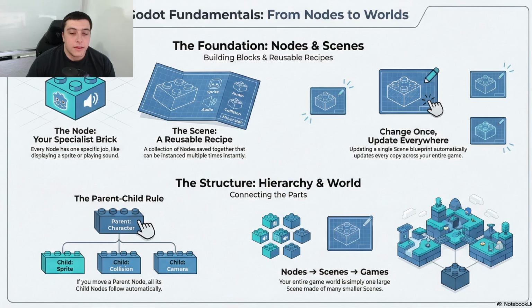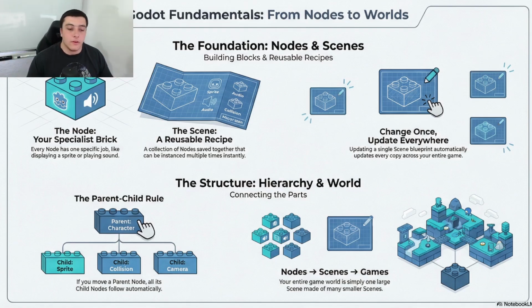So now the structure of it. Down the bottom, I've got the parent-child rule. Inside of your scene, you've got what we call a parent node, or a root node, as it's called in Godot. Most places call it a parent something. It'll be the parent.